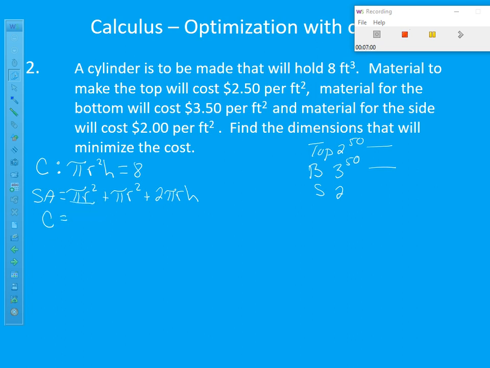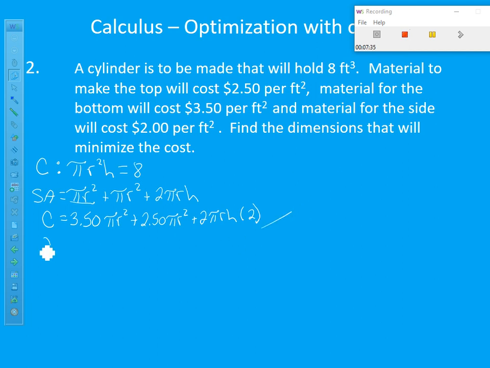So here's my bottom. My area of the bottom is found by pi r squared, and it's going to cost me $3.50 a square foot. So my cost equation is going to be 3.50 pi r squared plus the top is $2.50, so I got 2.50 pi r squared plus the side, which is 2 pi r h times 2. So I just slipped in the cost per square foot on everything.